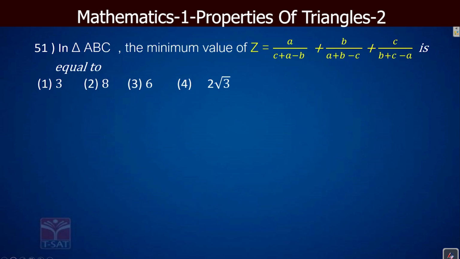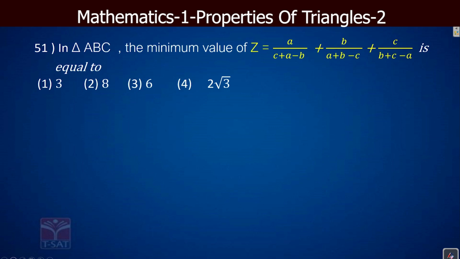For this problem also, we will work out by using the AM-GM inequality. In triangle ABC, the minimum value of z is equal to a/(c plus a minus b) plus b/(a plus b minus c) plus c/(b plus c minus a) is: 1, 3, 2, 8, 3, 6, 4, 2 root 3.